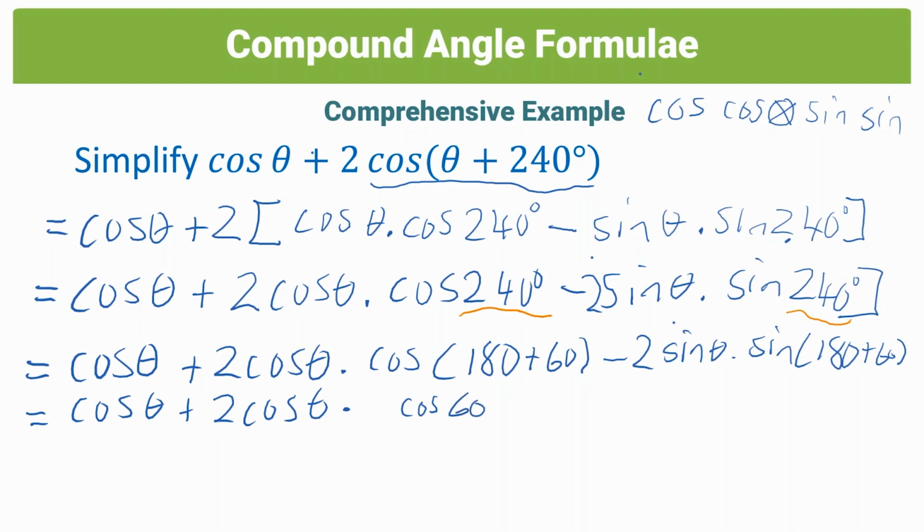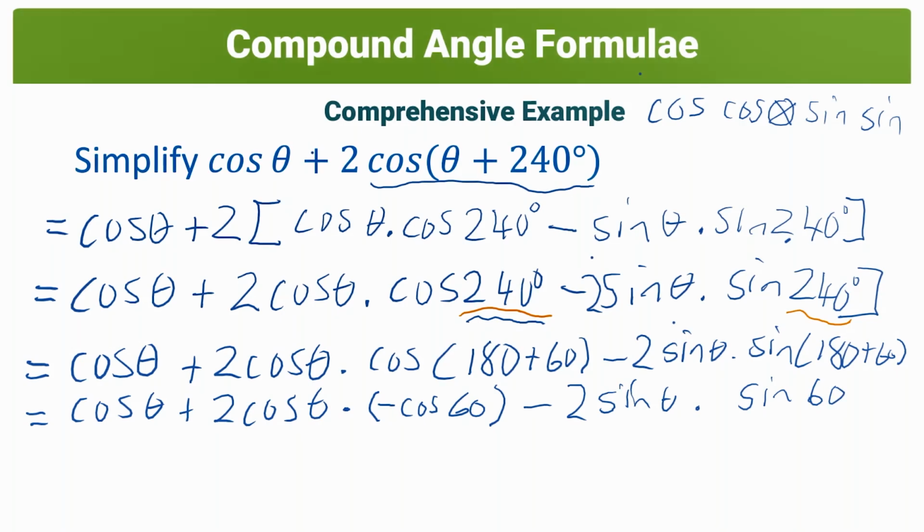But always check the original. Now cos 240 over here is in the third quadrant, and we know the cos is negative in the third quadrant, so that's going to be negative cos 60. That's going to be minus 2 sine theta times sine 60, and sine 240 is also negative in the third quadrant because sine's only positive in 1 and 2.